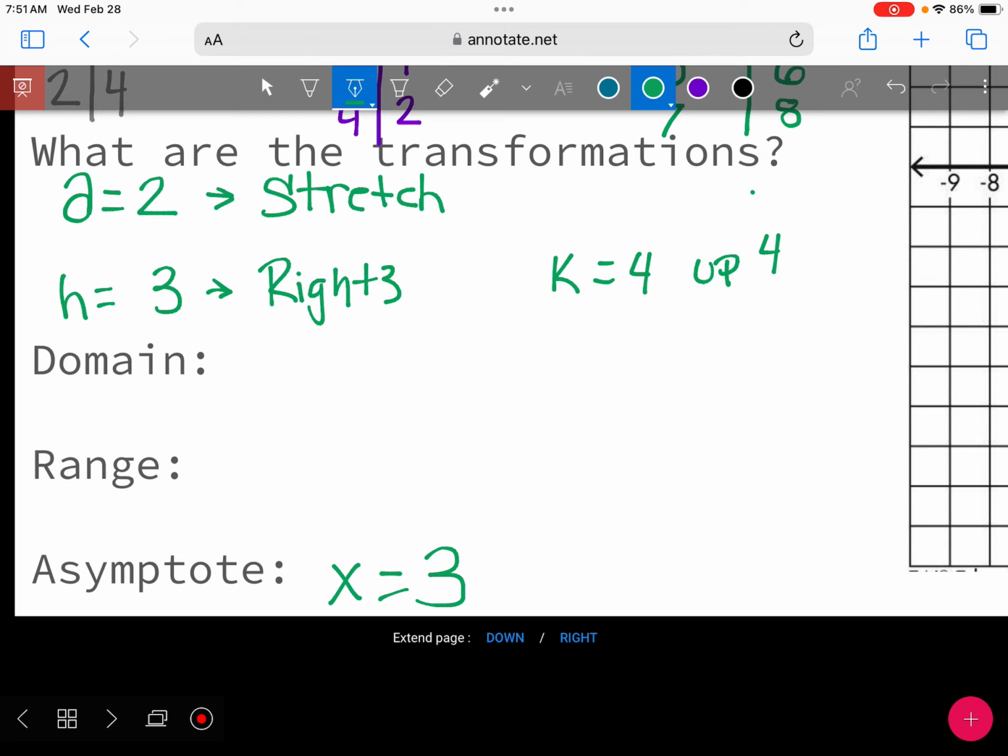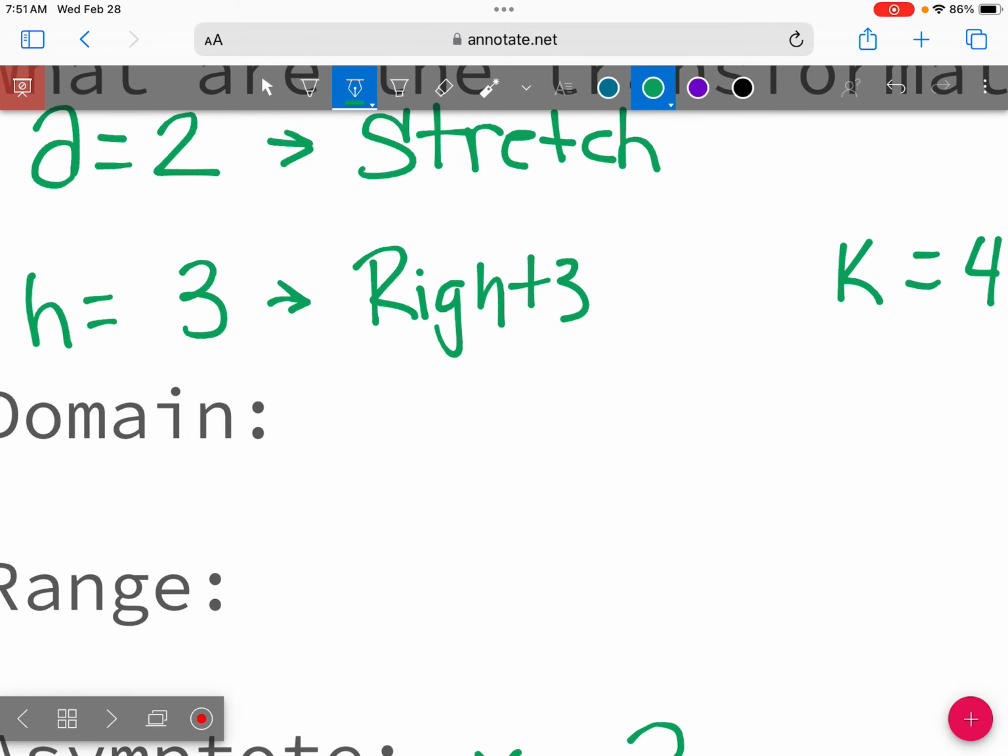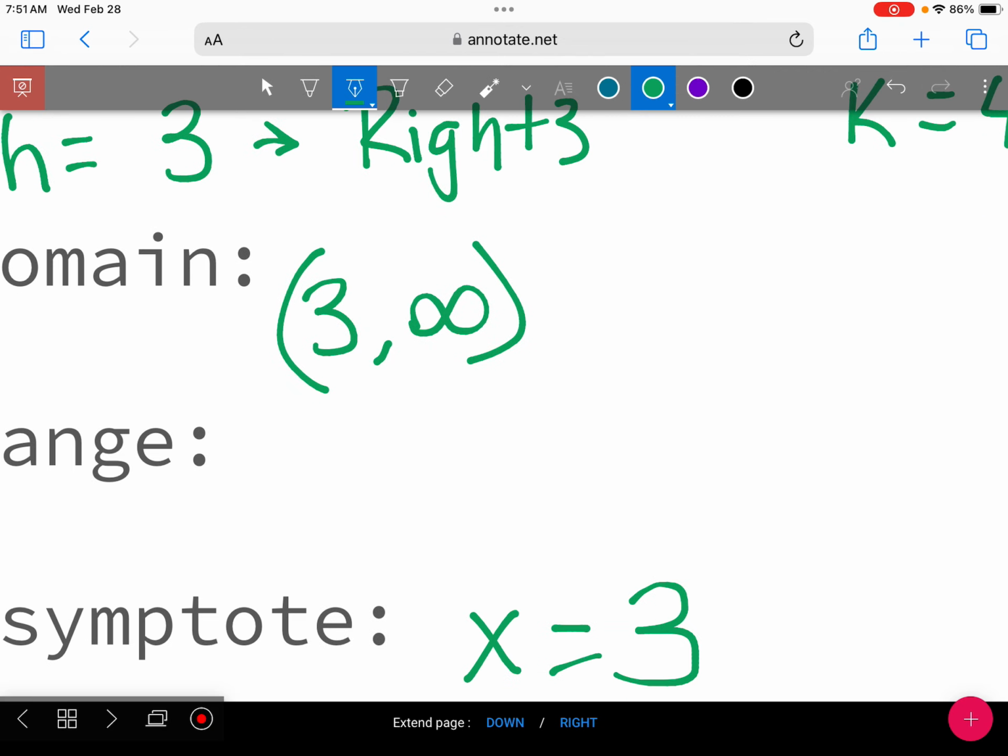All right. So we're looking at the green one up here. What is our domain? 3 to infinity. What is our range? All real numbers. I'm going to write it as negative infinity to positive infinity. It's really easy to see that on this one because it's so stretched. We really see that both of those arrows are pointing up and down.